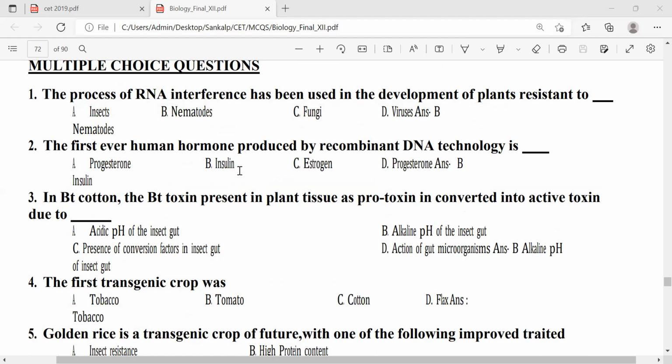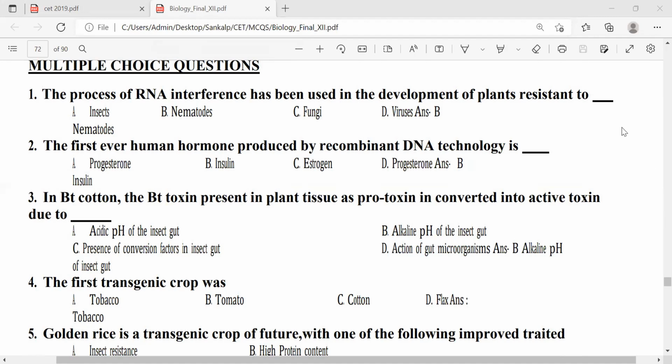Now, in Bt cotton, the Bt toxin present in plant tissue as protoxin is converted into active toxin due to what? Option A, acidic pH of insect gut. Option B, alkaline pH of insect gut. Option C, presence of conversion factor. Option D, action of gut microorganisms. Answer, please. I know we know the answer, but I want the answer. Okay. Most of you said option B, that is alkaline pH of insect gut.